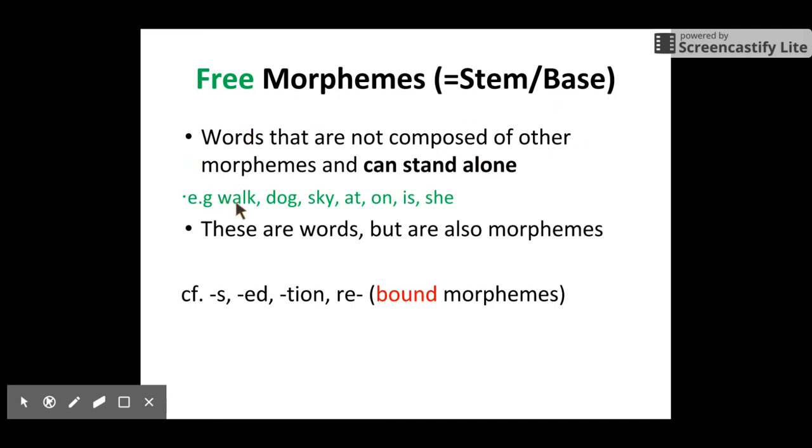Okay, here are some examples of free morphemes. Free morphemes can stand alone by themselves. For example, walk, dog, sky, at, on, is, she. These examples are words, but they are also morphemes. And we have bound morphemes. For example, these guys, they cannot stand alone. They have to attach to someone else. We're going to talk about this very soon.